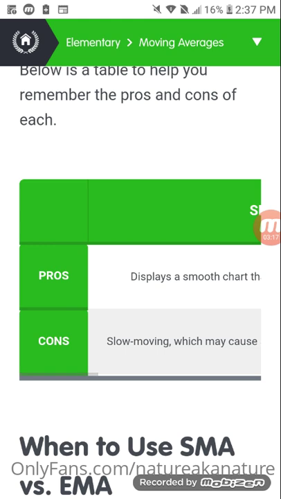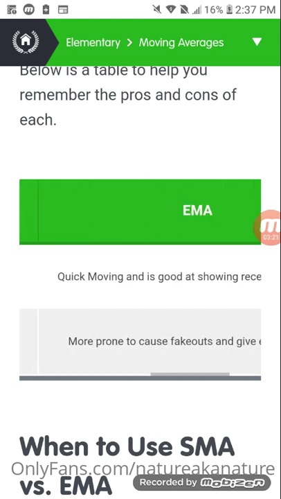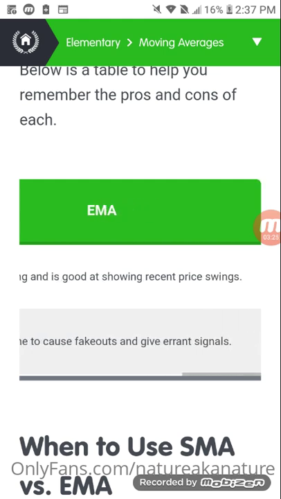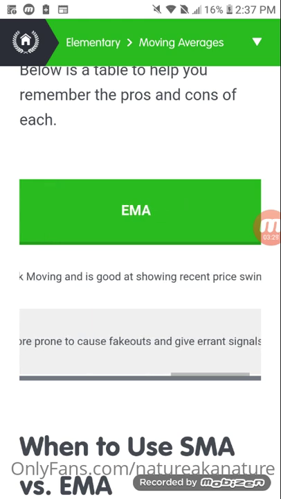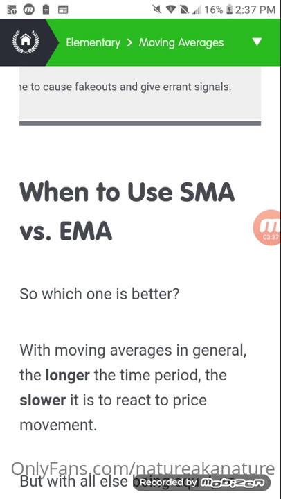So let's look at the pros and cons of the EMA. The pros of the EMA: it's quick moving and is good at showing recent price swings. The cons of the EMA: it's more prone to cause fake outs and give missed or errant signals.